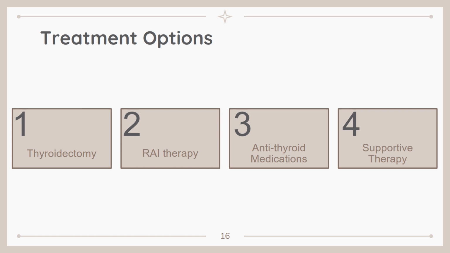So in order to treat hyperthyroidism, there are a few treatment options that we will talk about. So there would be the thyroidectomy, RAI therapy, anti-thyroid medications, and supportive therapy.